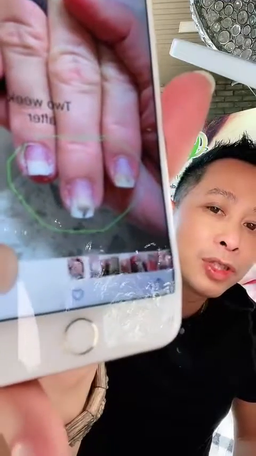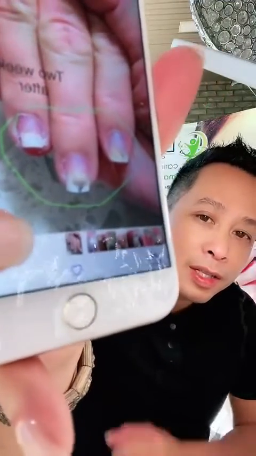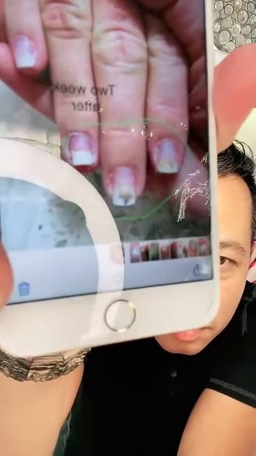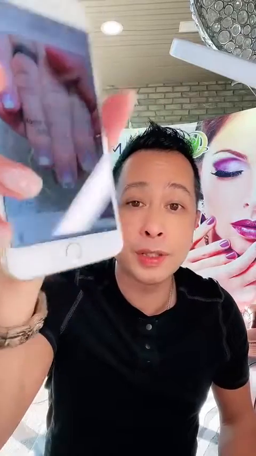So these are pictures of one of my clients that I was showing you earlier, and you can see that within 2 weeks later, I just took these pictures about a week ago. You can see it's right here. The actual nail is slowly growing out. It's pushing it out. Like I said, it's going to take 6 months to a year.